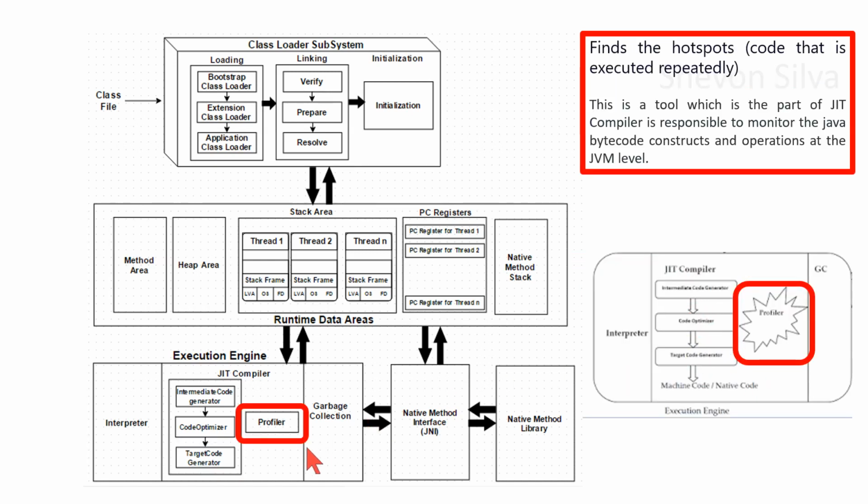Now we move into the Profiler. The Profiler finds the hotspots, code that is executed repeatedly. This is a tool which is part of the JIT compiler. It is responsible for monitoring the Java bytecode constructs and operations at the JVM level. In this diagram you can see the Profiler here.